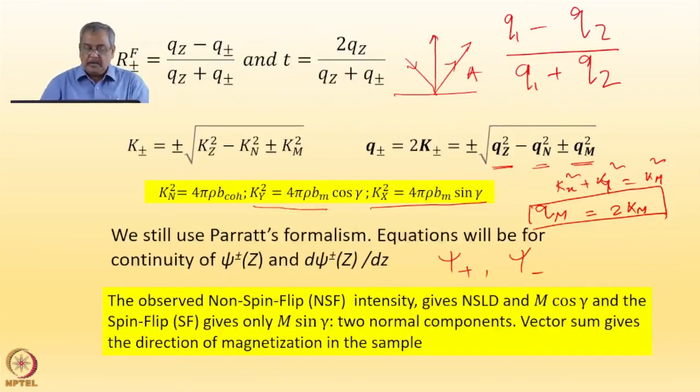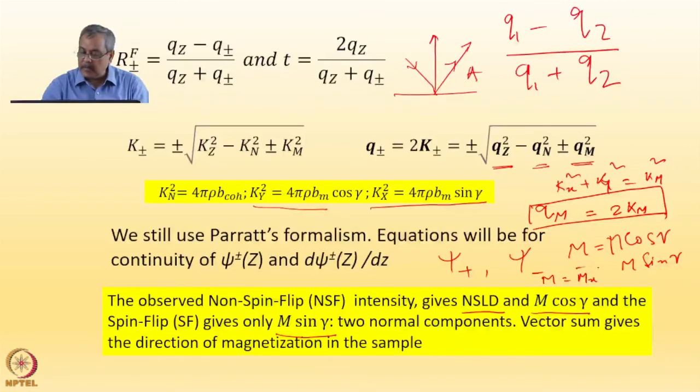So again, let me highlight: the observed non-spin flip intensity gives the nuclear scattering length density and m cos gamma, and the spin flip component gives only m sin gamma. And from these two components, we can rebuild the magnetic moment as the vector sum of m cos gamma and m sin gamma. So I can say m squared is equal to m squared cos squared gamma plus m squared sin squared gamma.